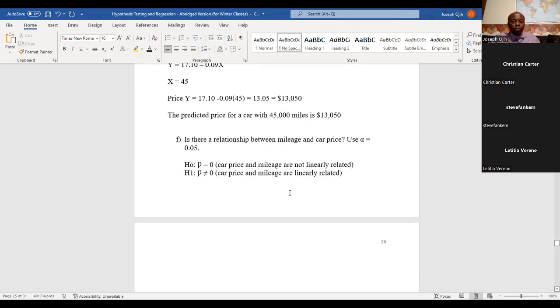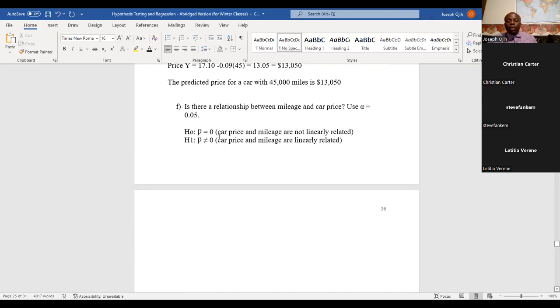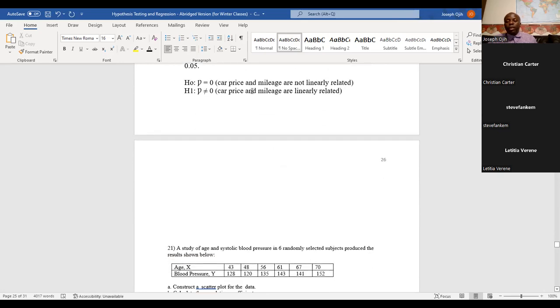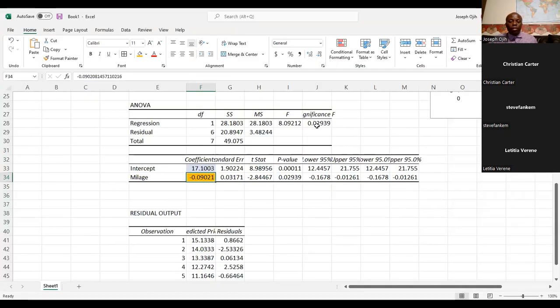No questions. Good. Now, the last question asks: is there a relationship between mileage and car price? Use alpha 0.05. First, you state the null hypothesis that the car price and mileage are not related, and the alternative is that they are related. Let's look at our result from the Excel. We can use the p-value here.